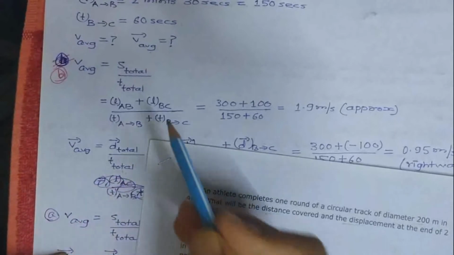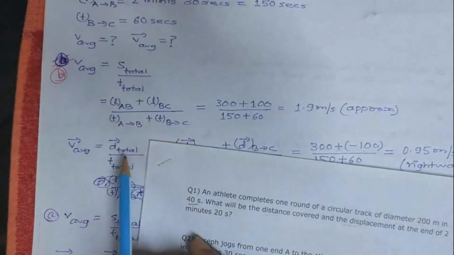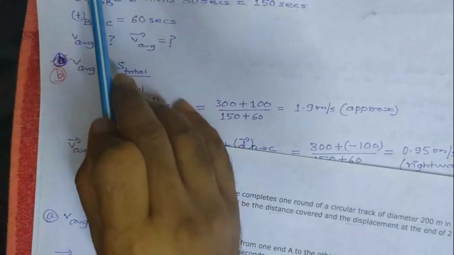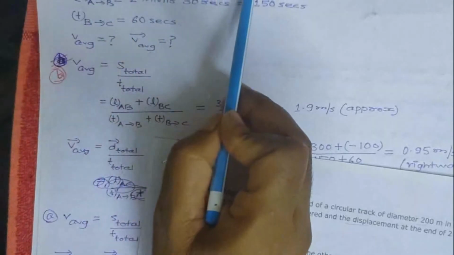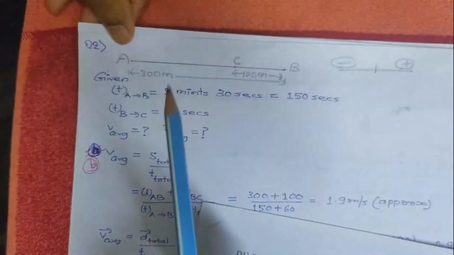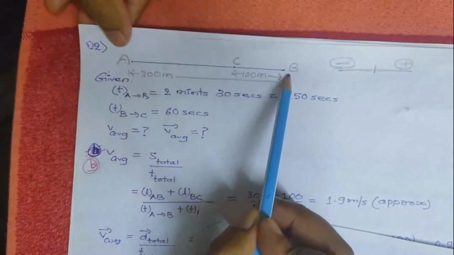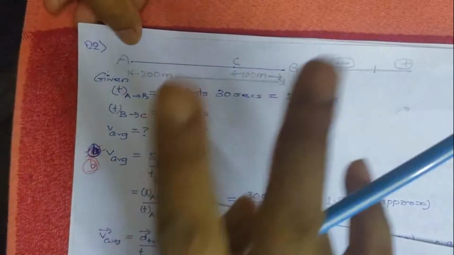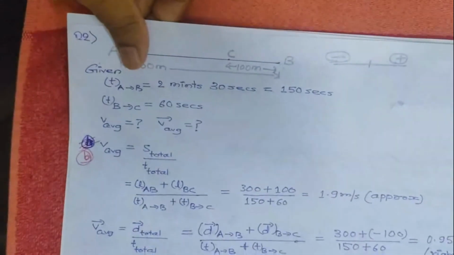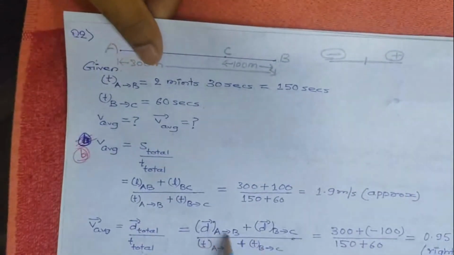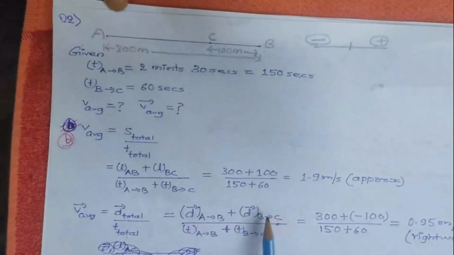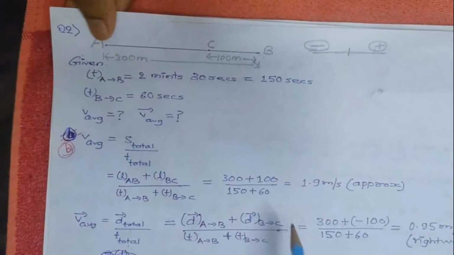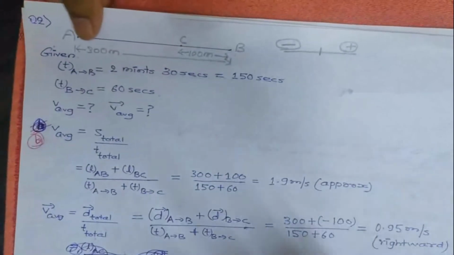Total time spent we already have. So what is total displacement in this case? It is displacement while moving from A to B plus displacement while moving from B to C. These two things are there. The time is not a big problem, so we have already done that.